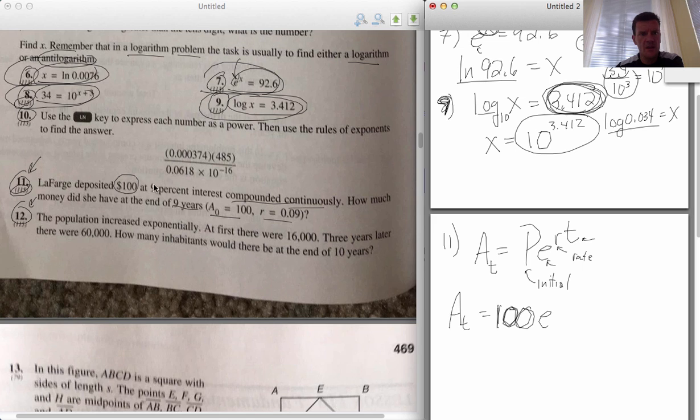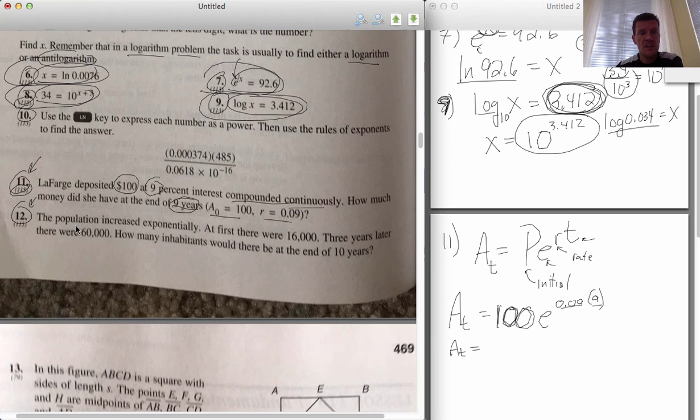Okay? And at 9% interest, but you're writing that as a decimal. So it's 0.09. How much money did she have at the end of 9 years? 9 years. So this is going to be your 9 here. You take your calculator, you take 0.09 times 9, and then you take e to that power. There should be an e button on your calculator if you have a scientific calculator. E to that power, and then multiply by 100, and you will have the amount that you have after those 9 years.